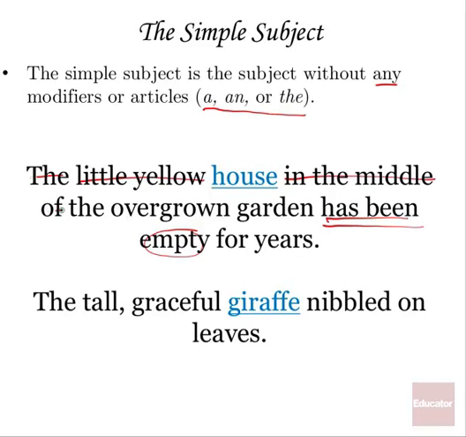In the middle and of the overgrown garden are both prepositional phrases. And again, they are modifying the subject house. So house is what's really performing the action, so it's the subject of the sentence, the simple subject. The tall, graceful giraffe nibbled on leaves. Well, we know that nibbled is our verb here, it's the action. The giraffe is what's performing that action, and the is an article, tall is an adjective, graceful is an adjective, and on leaves is a prepositional phrase, although it's actually modifying nibbled.